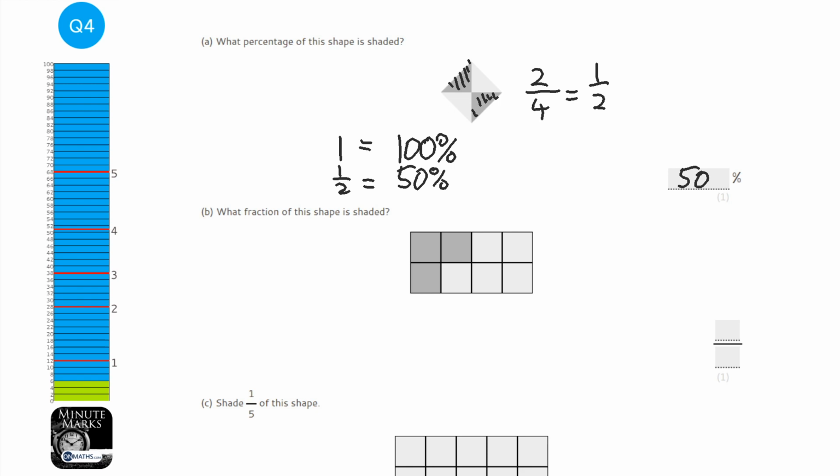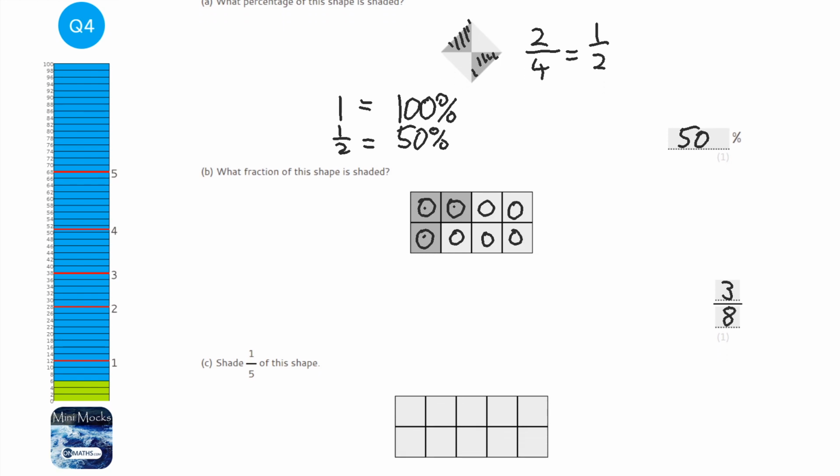Okay, the next question says what fraction is shaded. So we need to know 2 things. First of all, how many squares are shaded. So 1, 2, 3. So it'd be 3 over the total amount of squares. So there's 1, 2, 3, 4, 5, 6, 7, 8 squares. So the fraction is 3/8.